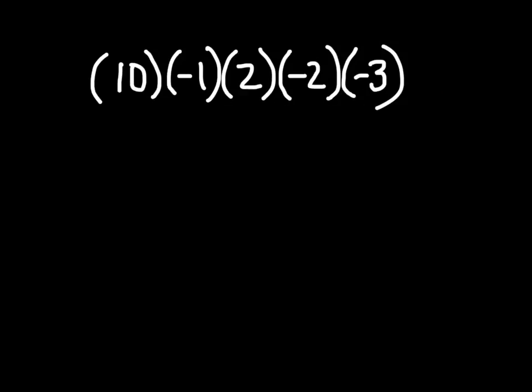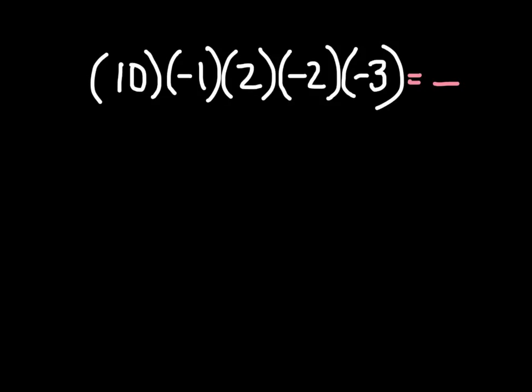All right, let's try one more example. Count the negative signs. How many are there? That's right, there are 3. 3 is an odd number. So the answer will be what? Positive or negative? That's right, it'll be negative.